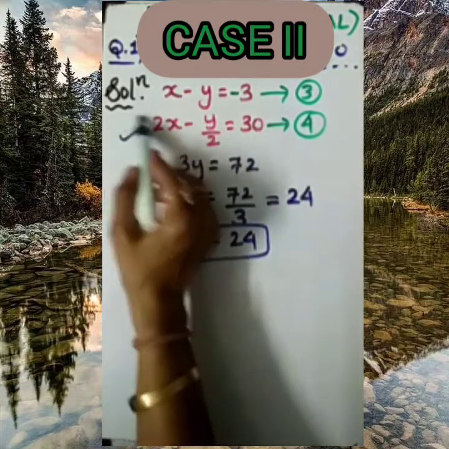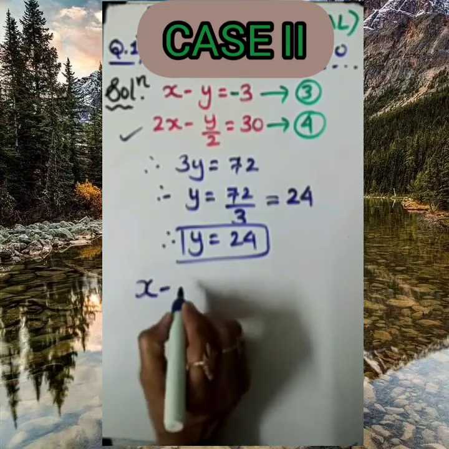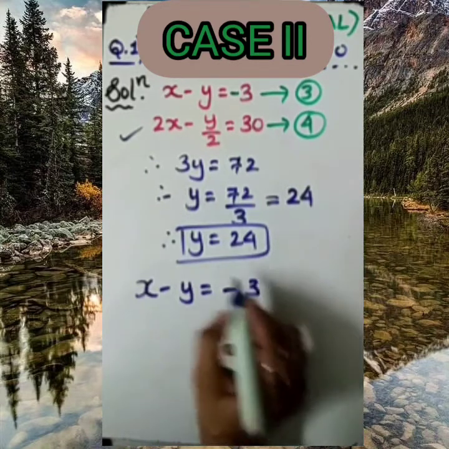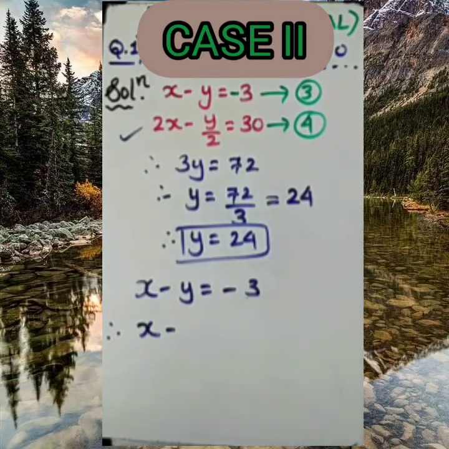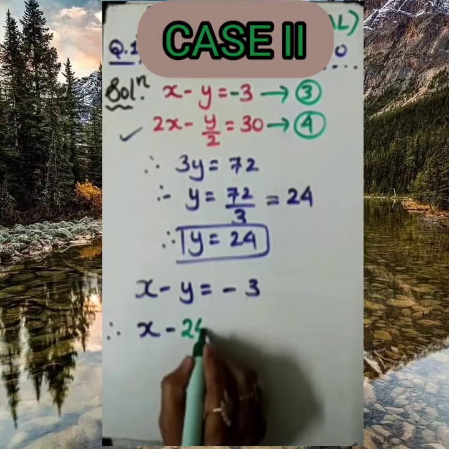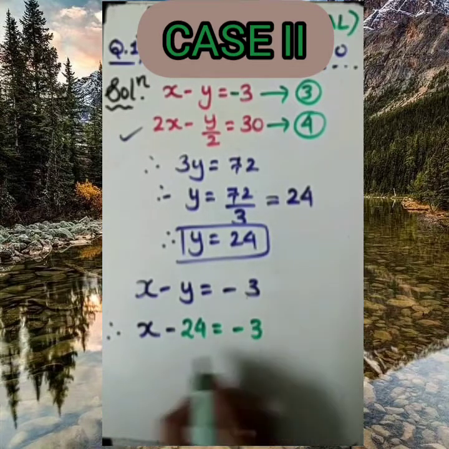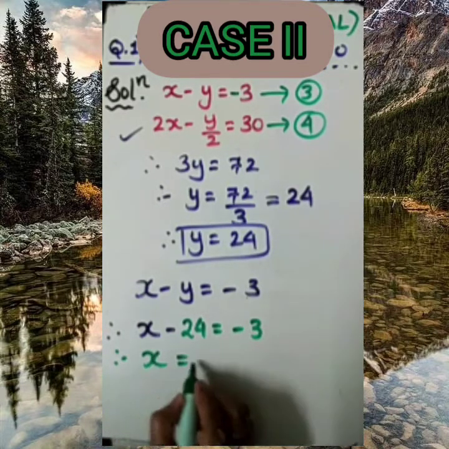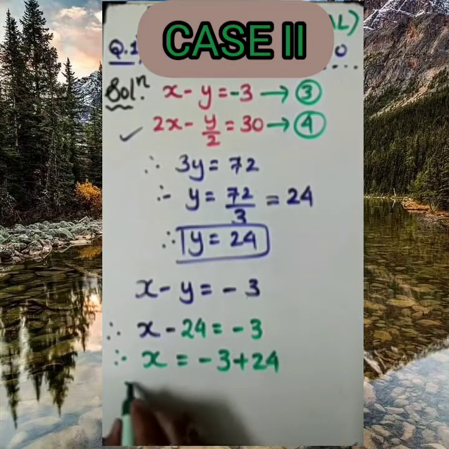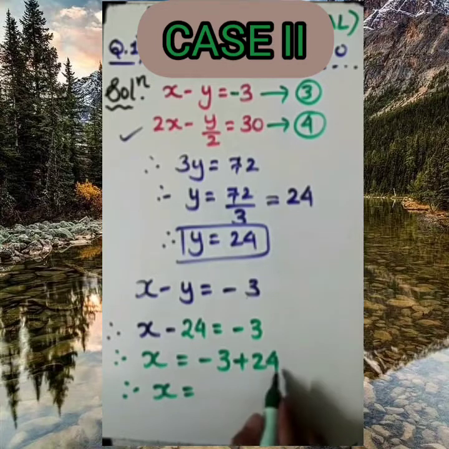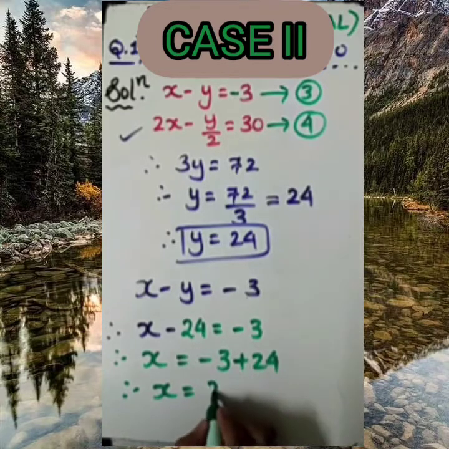So what is our equation 3? In equation 3, I am putting the value of y. x is here, in place of y, I am writing 24. And here it is minus 3. So here x equal to minus 3 plus 24. Be careful about the sign while transposing. 24 minus 3 is 21.